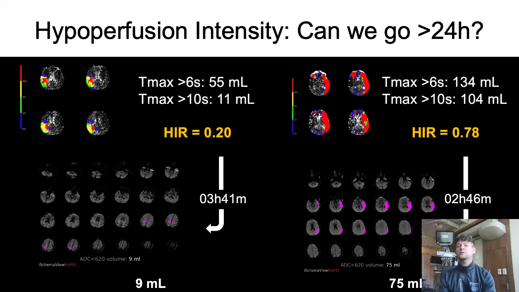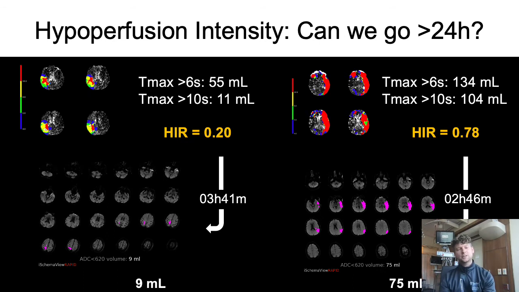So here you see a large red core. This is very bad green. It's on the brink of becoming pink. And so this patient would be unlikely to benefit from LVO therapy. Whereas the hypoperfusion on the opposite side is quite favorable for delayed reperfusion.